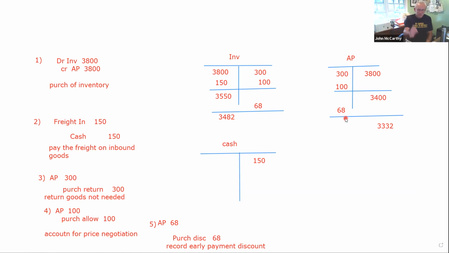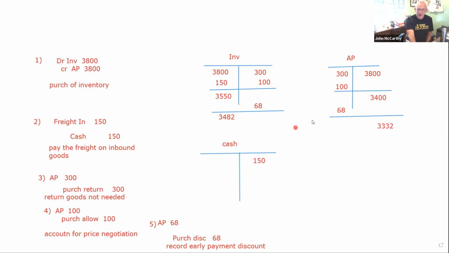So that's 68 at this juncture. And the reason it's different from the 70 on the Wiley slide is I added an additional entry. So in this case it's 68. So we're going to reduce the payables because we're going to pay $68 less, and the credit and the early payment discount also goes to inventory. So the credit to inventory. So that's all the transactions.